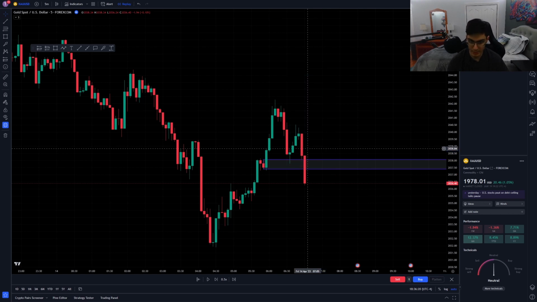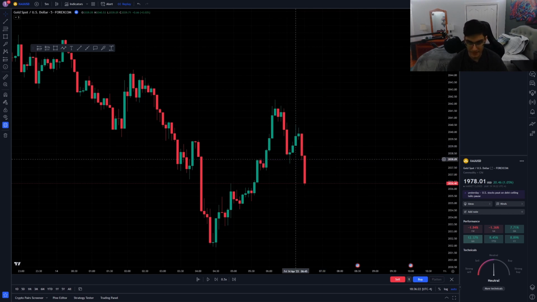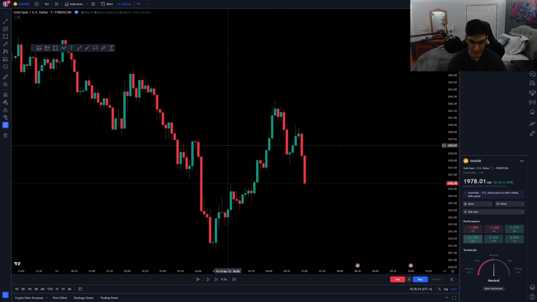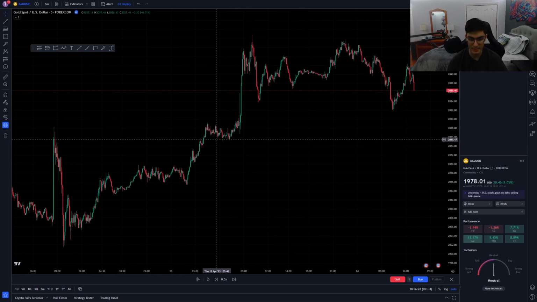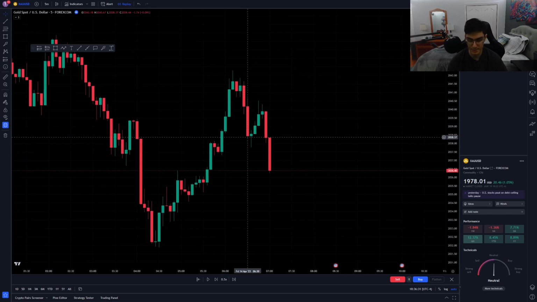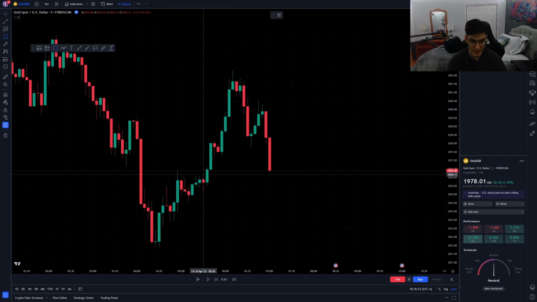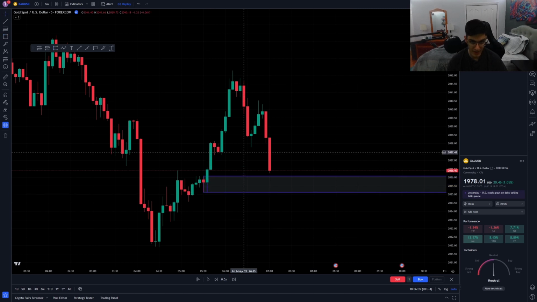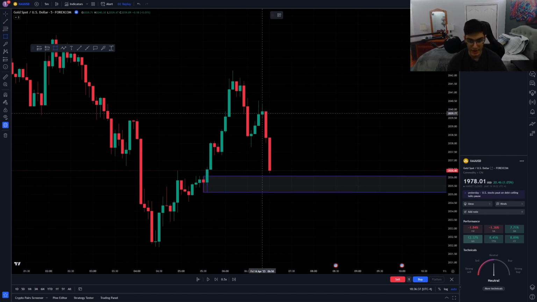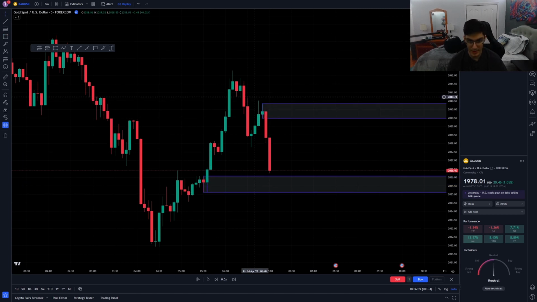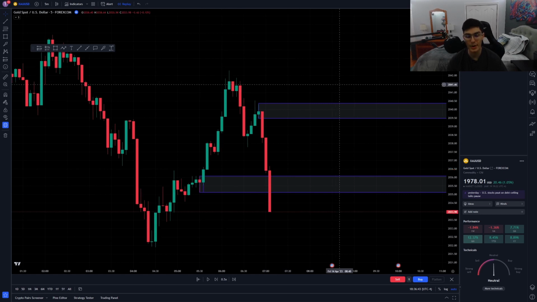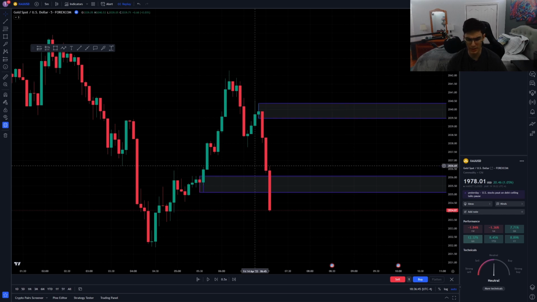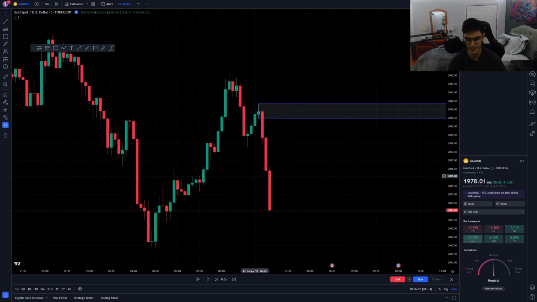At this point, I'm a little confused on my bias, honestly, because we were in a downtrend, but it's more of a consolidation at this point. But I see there's this demand zone right here, and I see there's this supply zone up here. We never even got to tap into that supply zone. But oh yeah, I'm not looking to trade that zone right there at all.